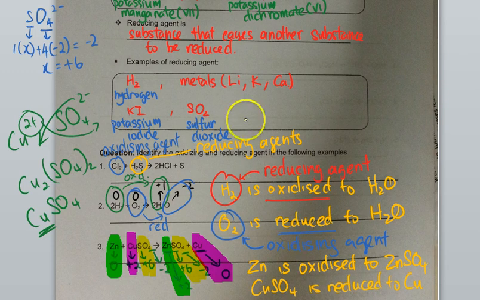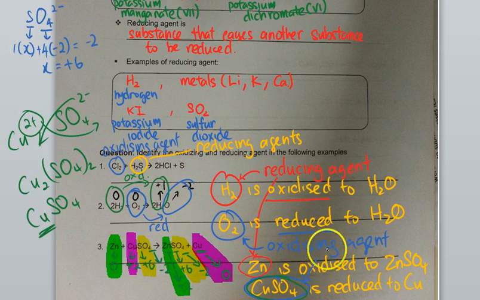So in this case, I know that if this zinc is oxidized, that means it must be the reducing agent. Okay, this guy here must be the reducing agent. If copper sulfate is reduced, okay, let's use blue, it must be the oxidizing agent. So this is how we can identify it.